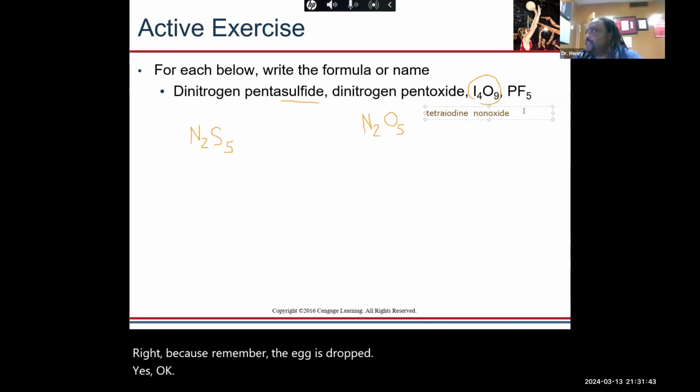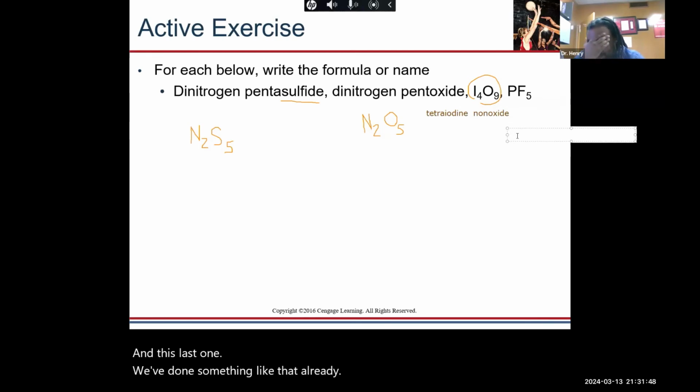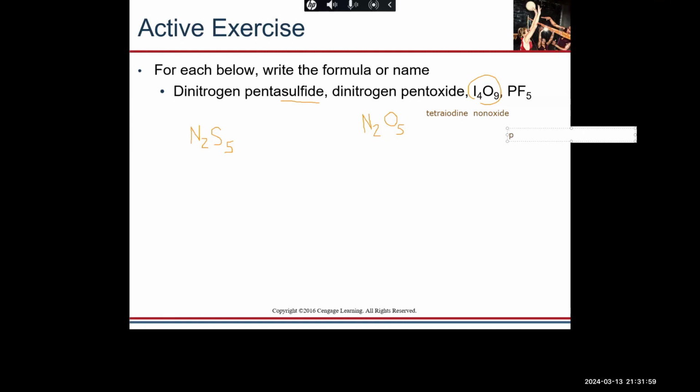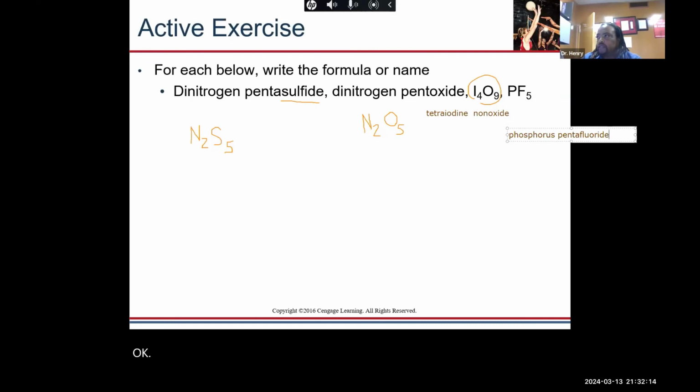And this last one, we've done something like that already. Phosphorus pentafluoride. Okay. Questions? No. Good.